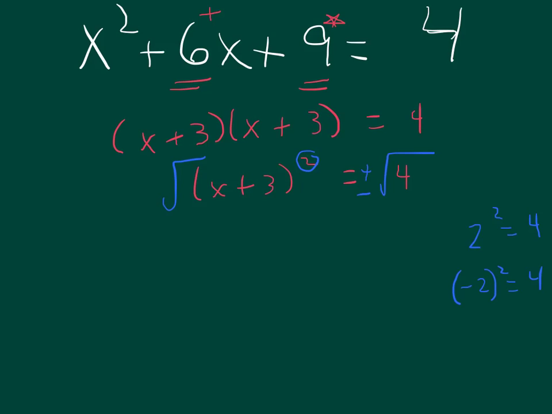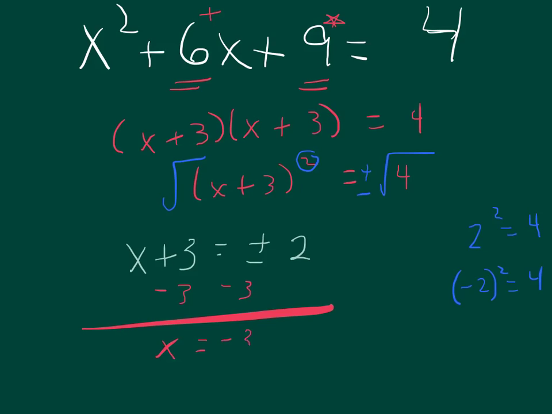Then, after I've square rooted both sides, I'm just left with x plus 3 on the left side, and that equals plus or minus the square root of 4, which I know is 2. So then I'm going to subtract 3 from both sides. I get x equals negative 3 plus or minus 2. You actually know what this is. This means negative 3 plus 2 is equal to negative 1, or negative 3 minus 2 is equal to negative 5. So my two answers on this problem were negative 1 and negative 5.